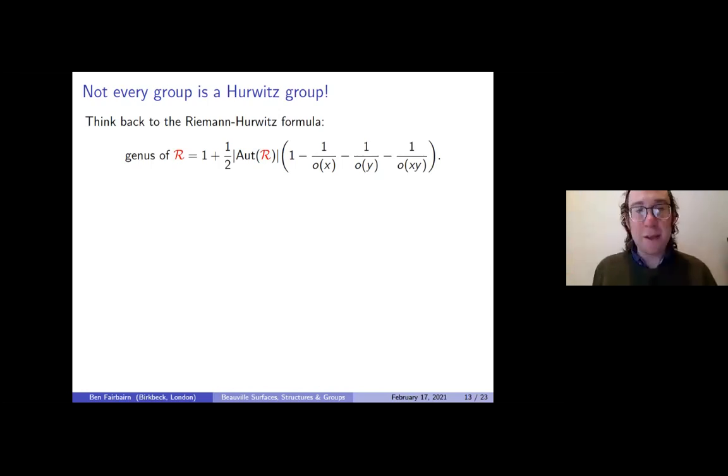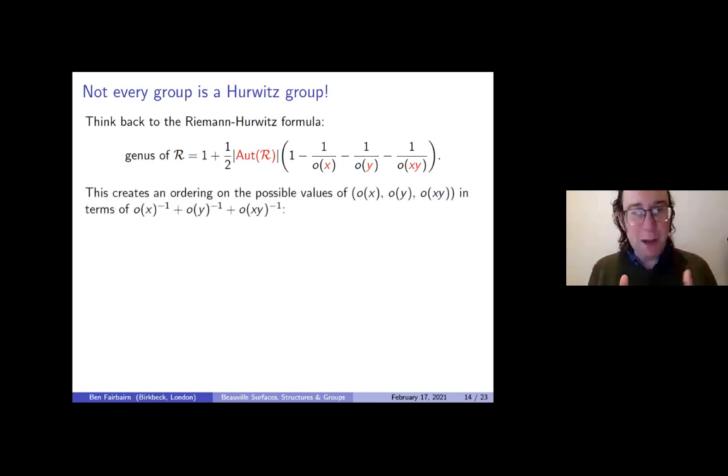But what if I start at the other end of the business? What if I start off with a group and say, I want this to be the automorphism group of some Riemann surface? What's the best I can do in terms of maximizing this genus? What if I want to push this genus to an extreme? What are the best possible values for the orders of x, y, and their product I can deal with? Well, in light of the above, that creates an ordering on the triples of integers, in terms of the sum of 1 over each of those values.